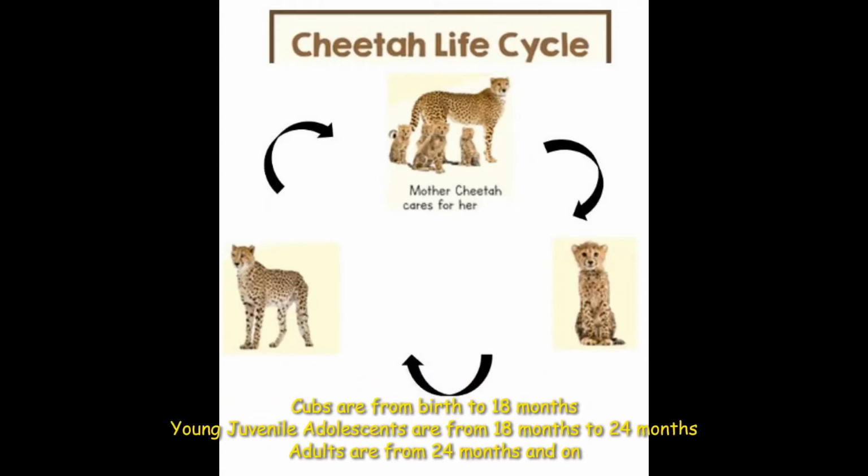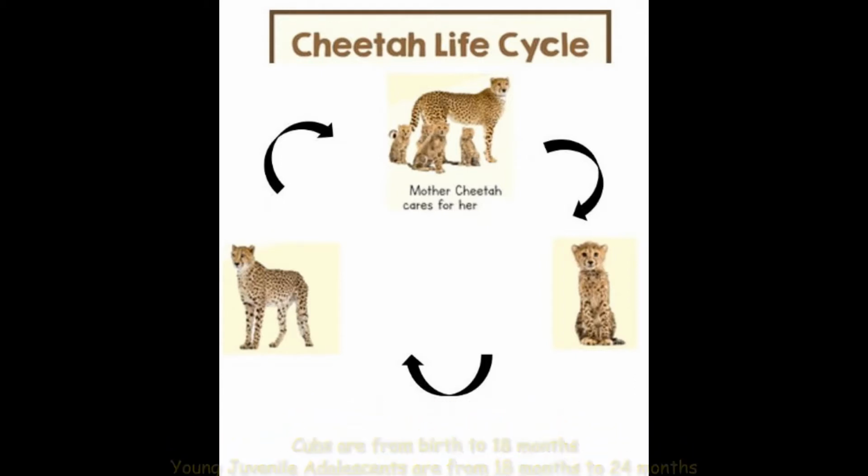So here we have the life cycle of a cheetah. So terminology for each of these cheetahs that are shown, you have the cub that is anywhere from birth to 18 months. Then you have the young, adolescent, juvenile, otherwise known as the teenagers, at 18 months to 24 months. And then you have the adults from 24 months and on.